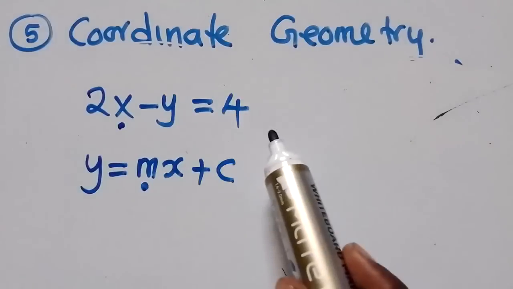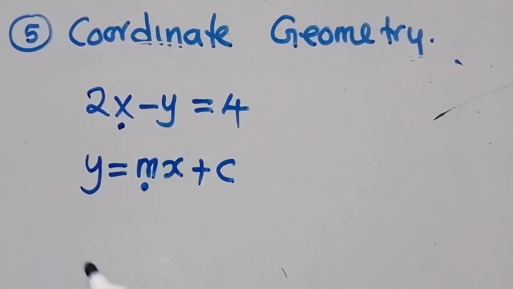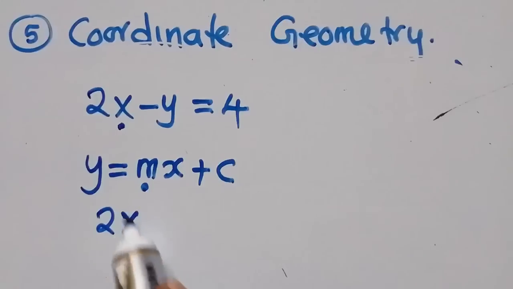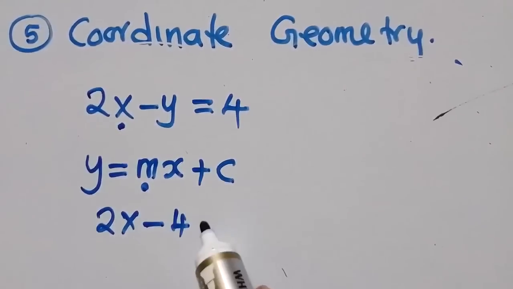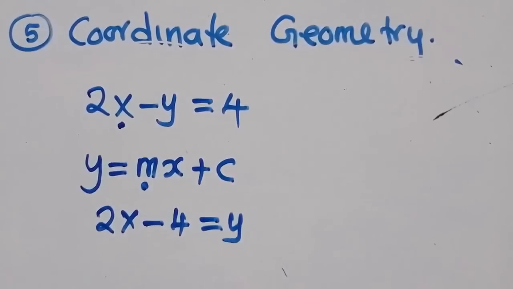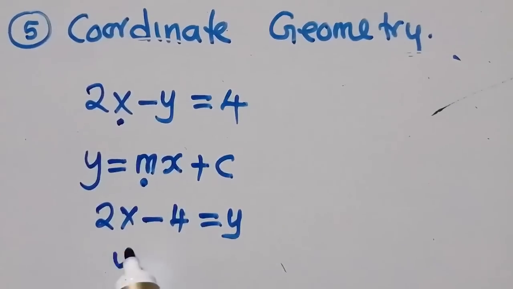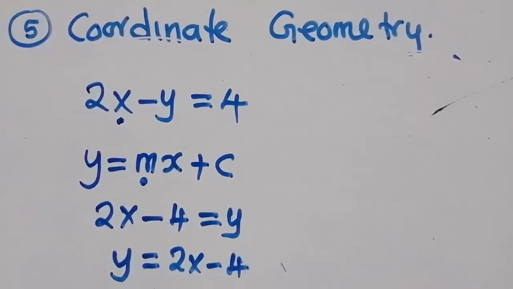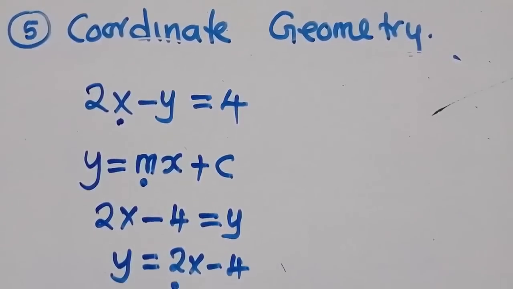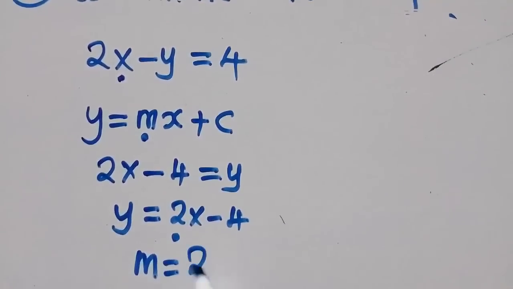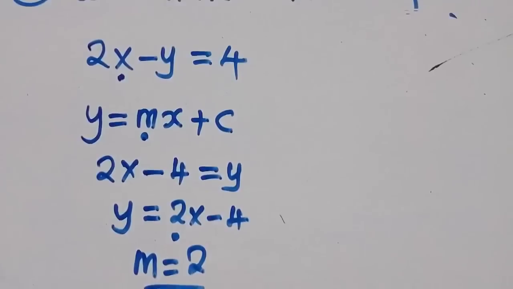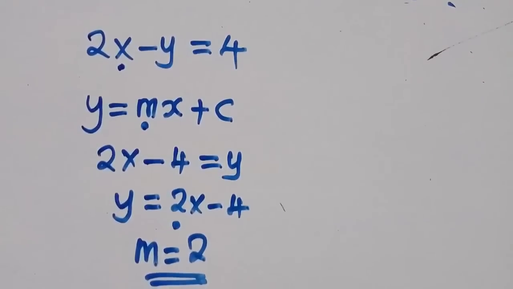So just take y to the other side. The 4 comes here. So you're going to have 2x minus 4, which is equal to y. Then you've made y the subject of the formula where you say y is equal to 2x minus 4. So meaning the gradient is this one. So in this case, the gradient is 2. You are done with this. This is how you find the gradient.